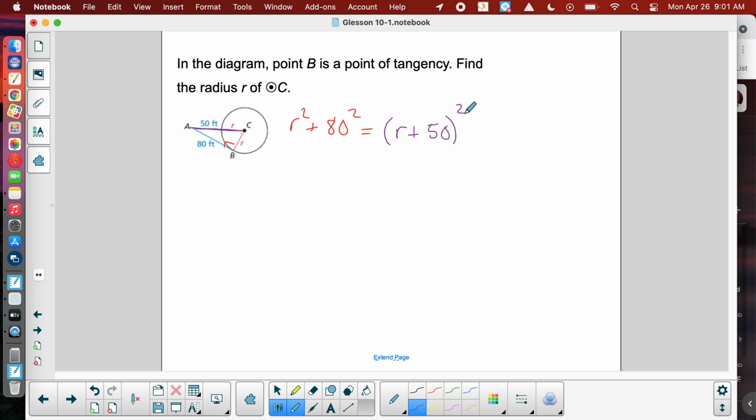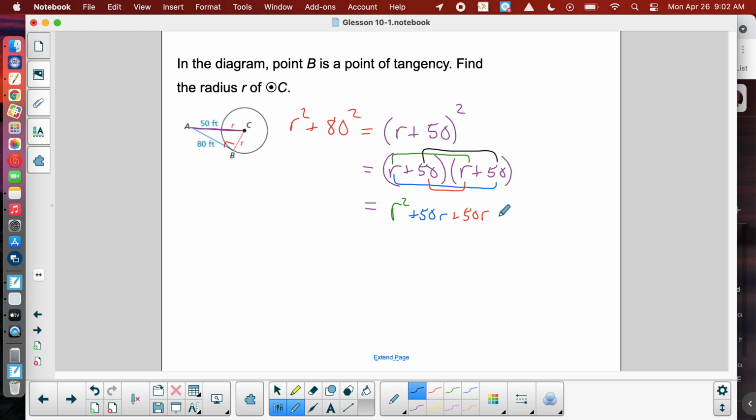Now, just as a reminder from last week, r plus 50 squared does not equal r squared plus 2,500. We have to FOIL that out. That's r plus 50 times r plus 50. That's what r plus 50 squared means. So then we FOIL. My first gives me an r squared. My outside gives me a plus 50r. My inside gives me another plus 50r. And my last gives me a plus 2,500.